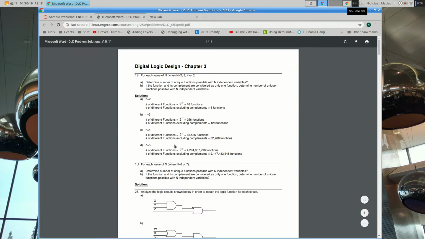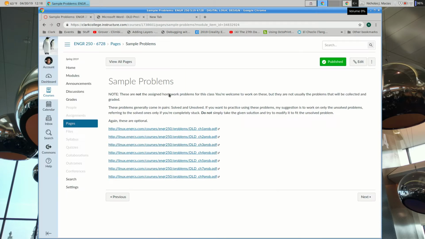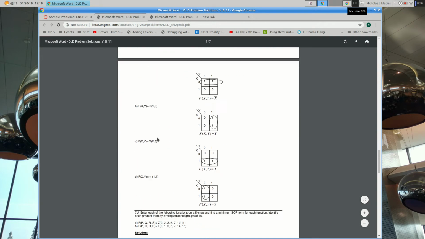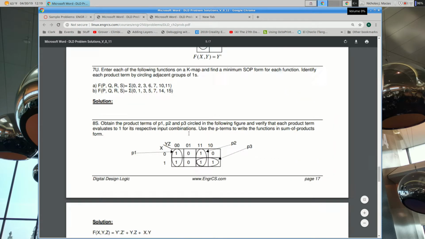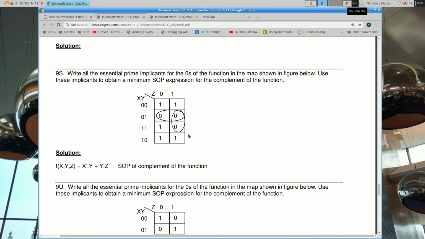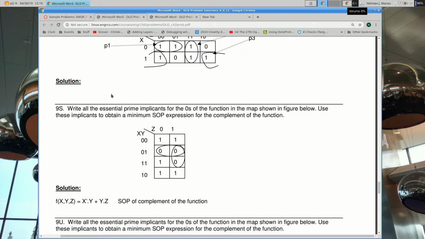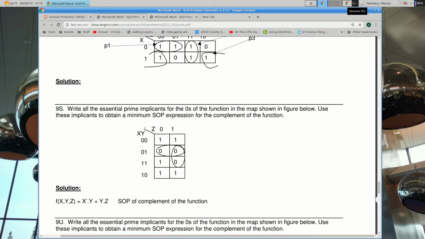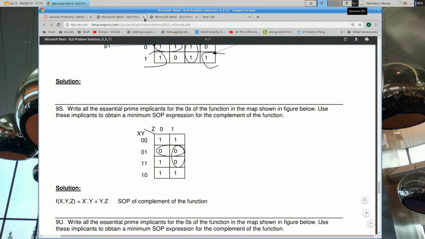But we don't go over everything that these questions do. So there may be things in here that we haven't covered, especially around K-maps. So like this question, write all essential prime implicants for the zeros, use these implicants to obtain. So we're not talking about prime implicants or essential prime implicants and so on. So if there's something in here and we haven't gone over it, right, that's to be expected. But if I assign you a question and it's got stuff we haven't gone over, definitely let me know. Okay, but I'll pick and choose.